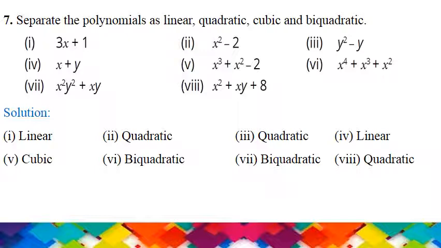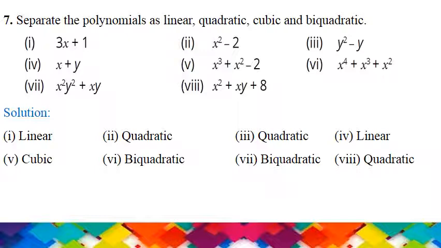In number 4, x plus y, two terms are involved and both have exponent 1. It means the highest degree or exponent of the polynomial is 1. So it is a linear polynomial. In number 5, x cube plus x square minus 2, the highest exponent of the variable is 3. So it is a cubic polynomial.